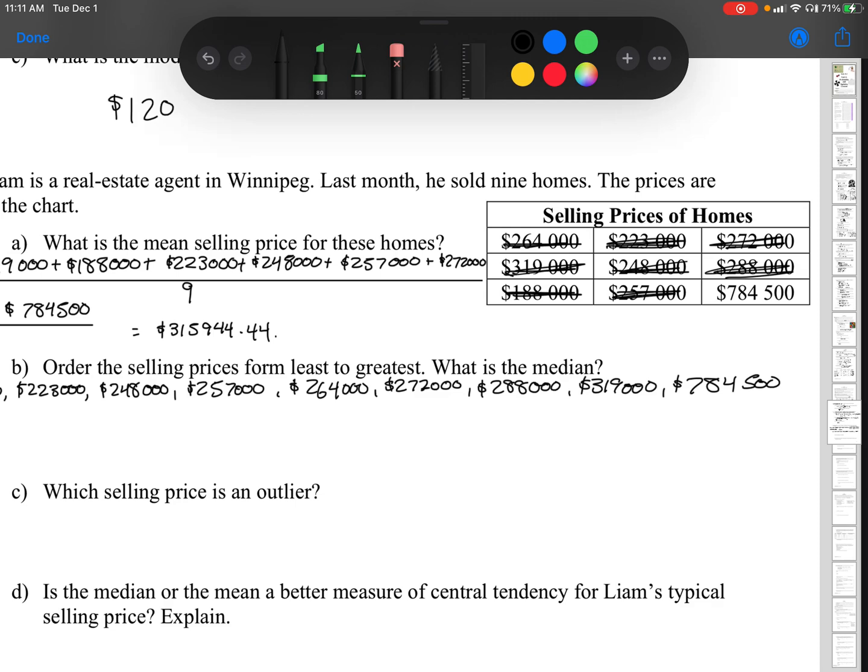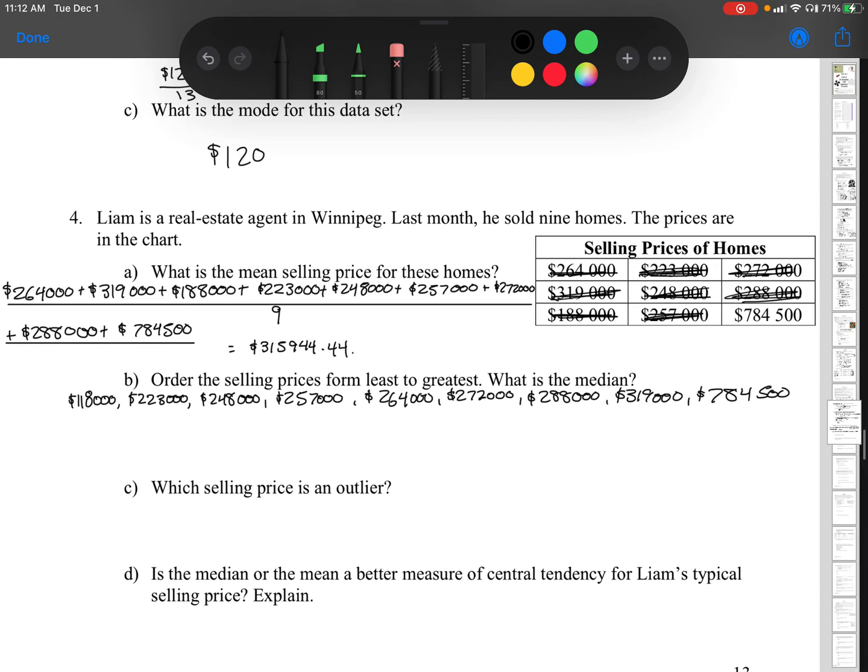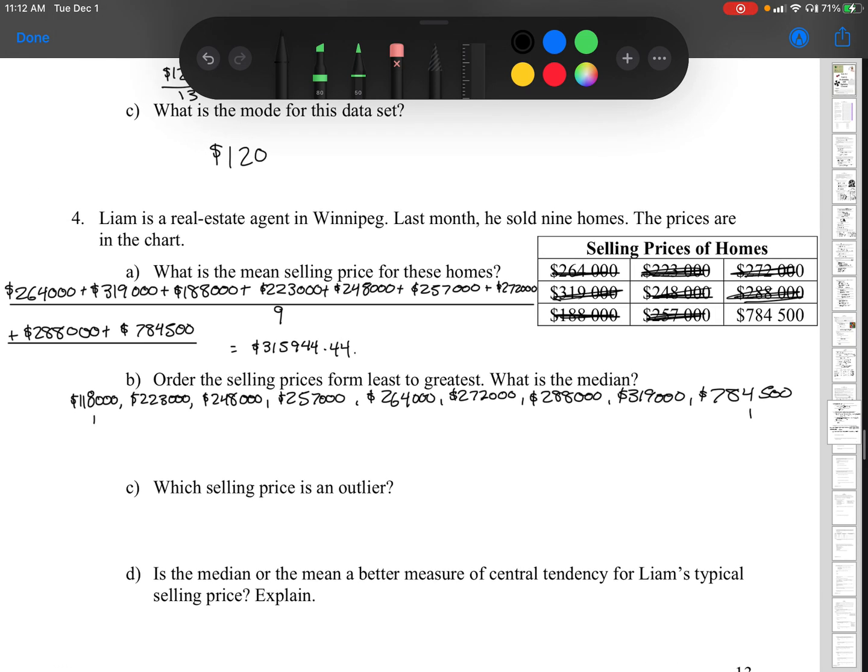Look at that. So that means if we go and number those again, 1, 1, 2, 2, 3, 3, 4, 4, 5, then our median is $264,000. Okay, so next, which selling price is the outlier? Clearly, $784,500 is an outlier by a lot.